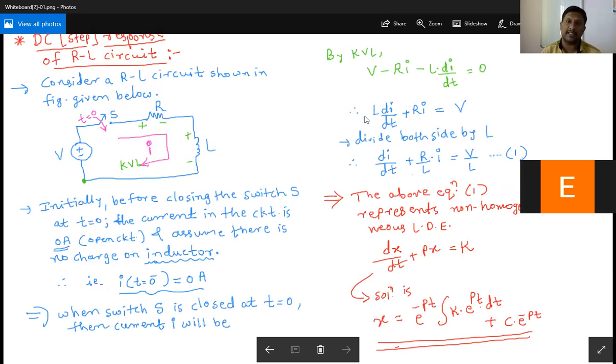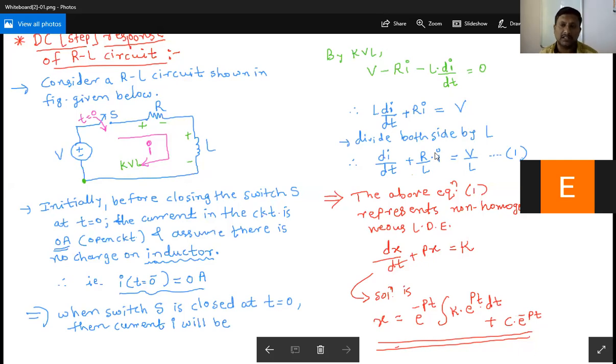So for that, here L is mentioned. If I am dividing both sides by L, then automatically it becomes 1. So dividing both sides by L, I am getting di by dt plus R by L into I is equal to V by L. This I have given as equation number 1.